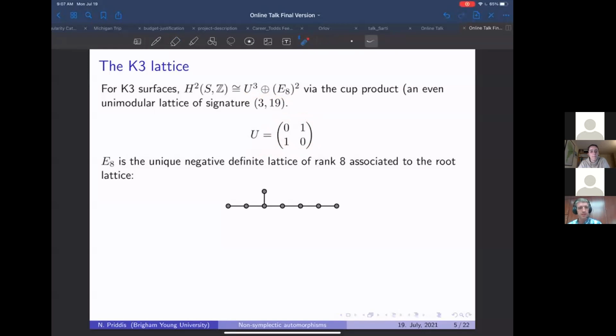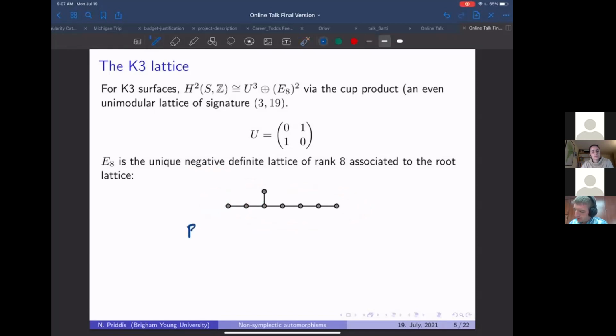And again, if you haven't seen this before, E8 is a negative definite lattice of rank 8. And here I've drawn a diagram. So let me just quickly describe how to get from this diagram to a lattice. That is, if you think of each of these nodes here as a generator. So here you can see I've got 8 nodes, so it's a free abelian group of rank 8. So thinking of each of these as a generator.